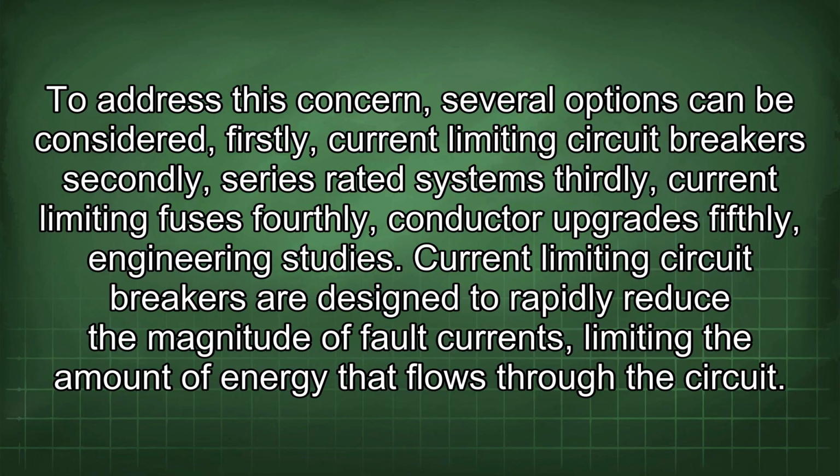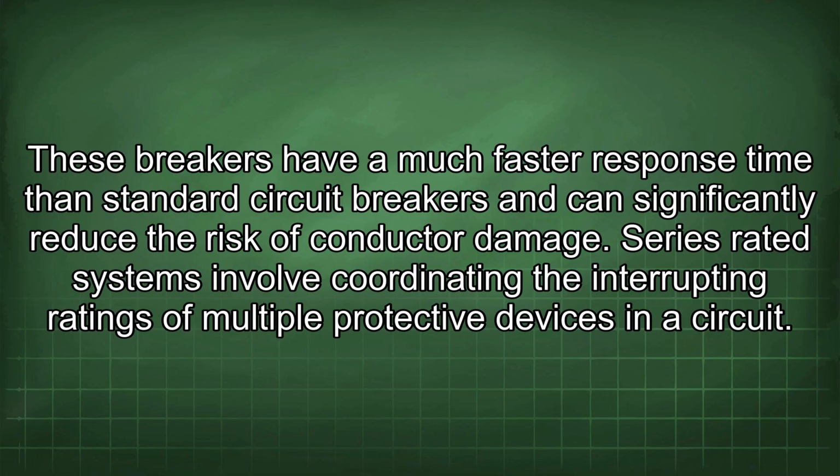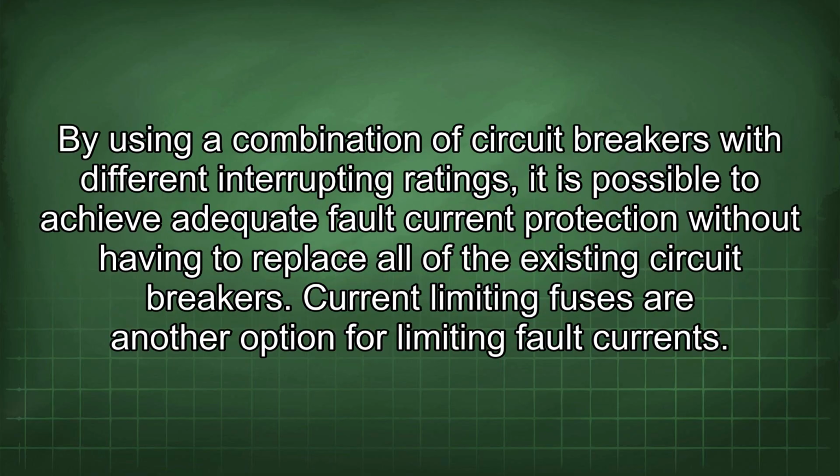Current limiting circuit breakers are designed to rapidly reduce the magnitude of fault currents, limiting the amount of energy that flows through the circuit. These breakers have a much faster response time than standard circuit breakers and can significantly reduce the risk of conductor damage. Series-rated systems involve coordinating the interrupting ratings of multiple protective devices in a circuit. By using a combination of circuit breakers with different interrupting ratings, it is possible to achieve adequate fault current protection without having to replace all of the existing circuit breakers.